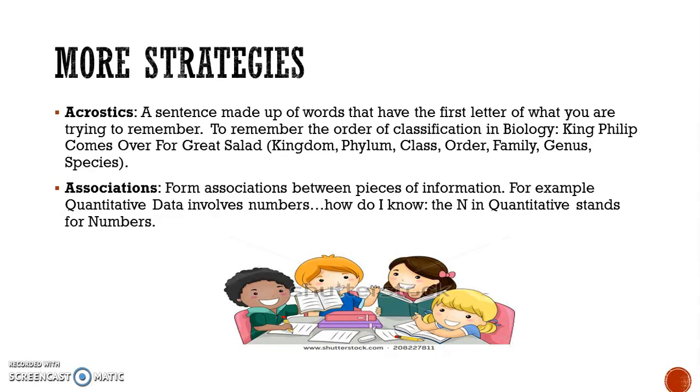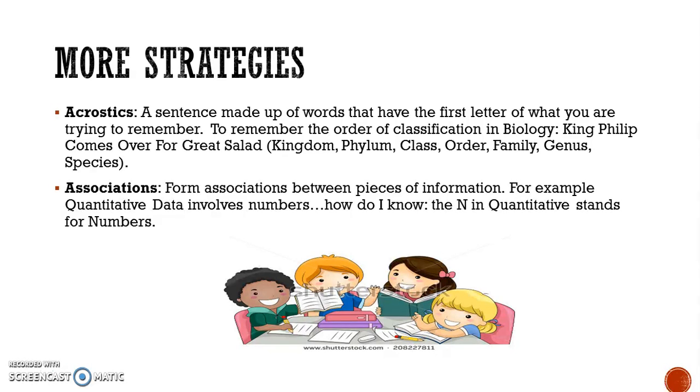This I think is the last slide. And acrostics. Now this is when you make up a sentence with the first letter of the word that you were trying to remember. So in biology, the order of classification can be remembered by the sentence, King Philip comes over for great salad. That stands for kingdom, phylum, class, order, family, genus, and species. And the first letter of kingdom, K, is for king. Phylum, P, Philip.